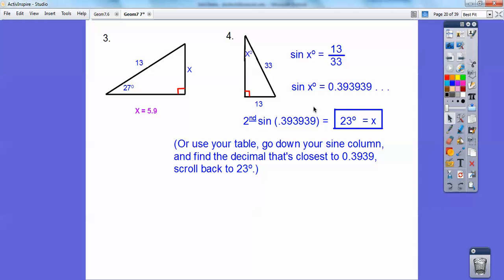Okay, so if you do second and then hit sine, and then plug that 0.393939 in there, it'll tell you what degree will get me 0.393939. Okay, so you should get 23 degrees. And if you're using the table, then what you've got to do is go down your sine column and find the decimal that's closest to 0.39, and then scroll back over to the left and find what degree that is, and that'll tell you it's 23 degrees.